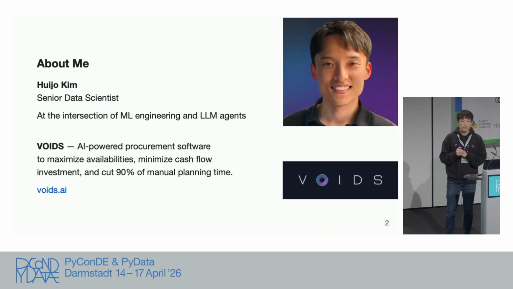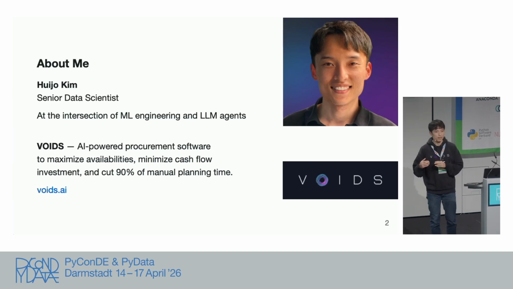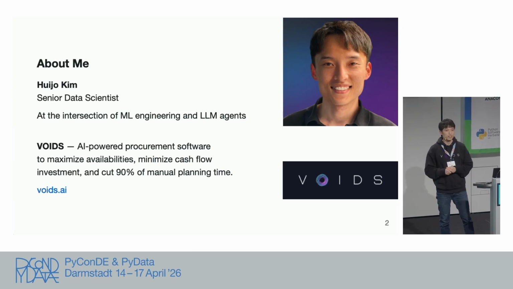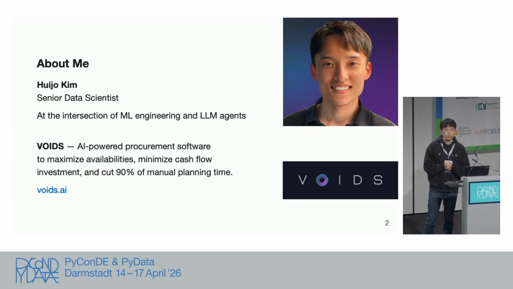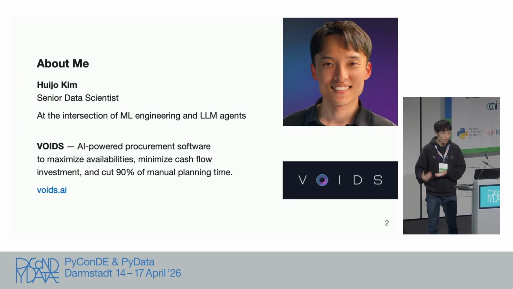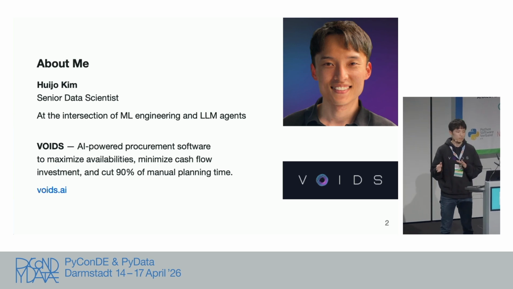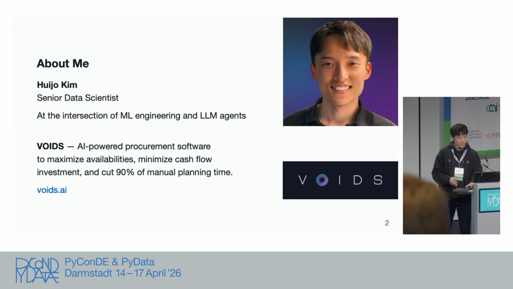So my name is Huijo Kim. I work as a senior data scientist at Voice. Voice is a Hamburg-based, fast-paced, growing startup, and we offer AI-powered procurement software to maximize availability, minimize cash flow investment, and cut 90% of manual planning time for e-commerce brands.